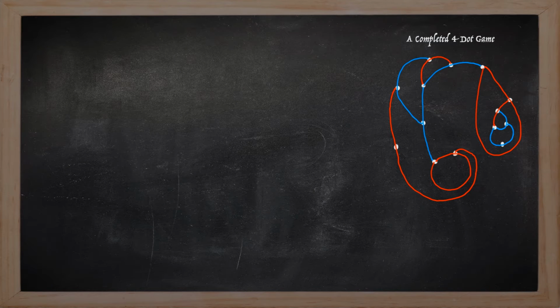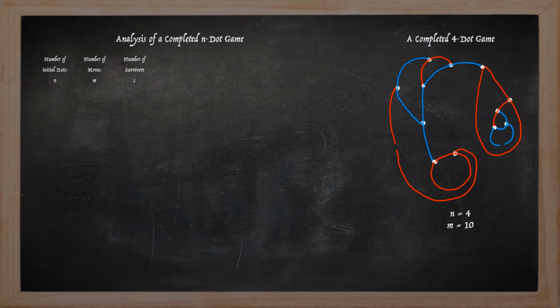So we're now going to consider whether there's a minimum number of moves possible. For the 10 moves in the 4-dot game, could it be 9 or could it have been 8? So let's consider a completed game using n dots. So it starts with initial dots n. We'll suppose that the number of moves is m. And at the end of the day, there's going to be a few live dots and the rest are going to be dead. We'll call the live dots survivors.